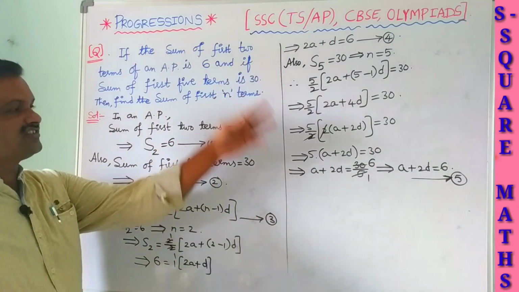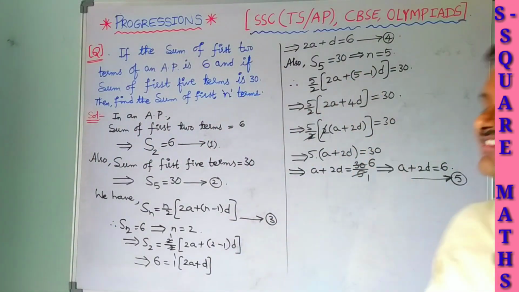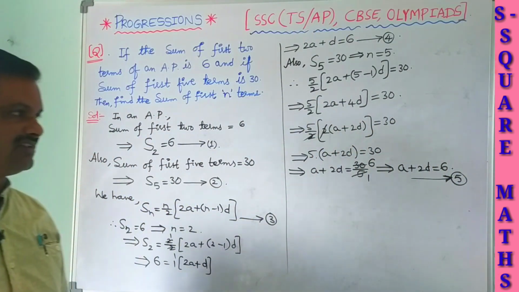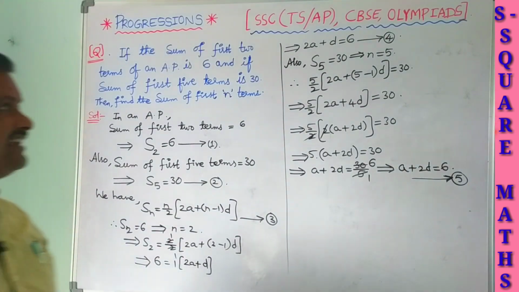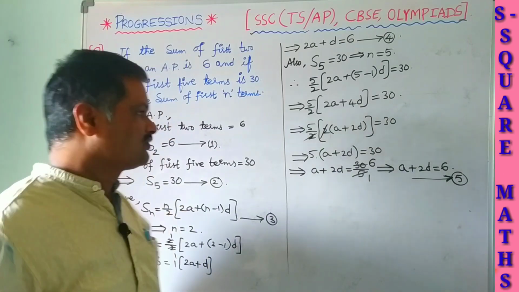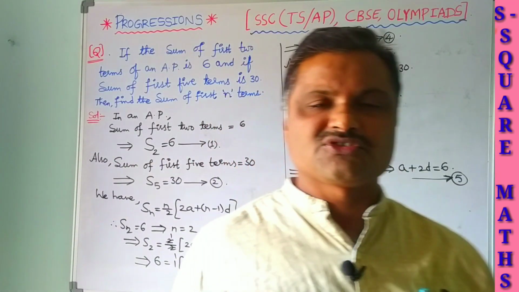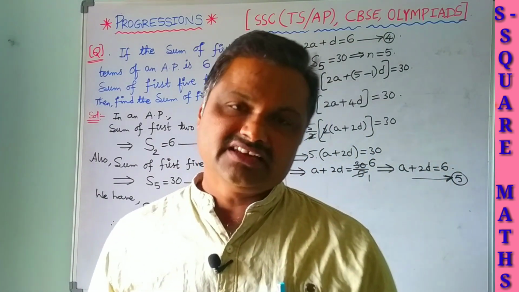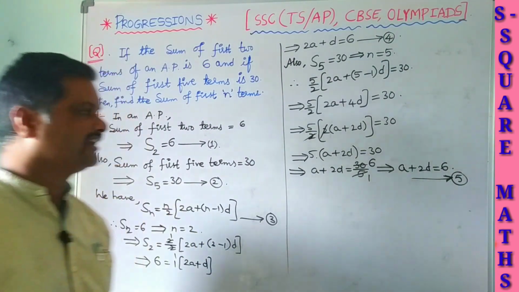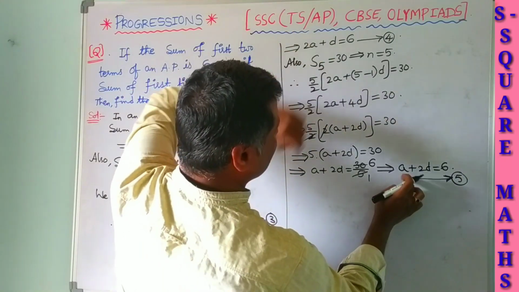If you observe equations 4 and 5, they stand for a pair of linear equations in 2 variables. The variables are a and d, where a is the first term and d is the common difference. Now solve for a and d by the elimination method or substitution method, as we discussed in pair of linear equations in 2 variables. You can go for the graphical method also. Here I want to eliminate a.